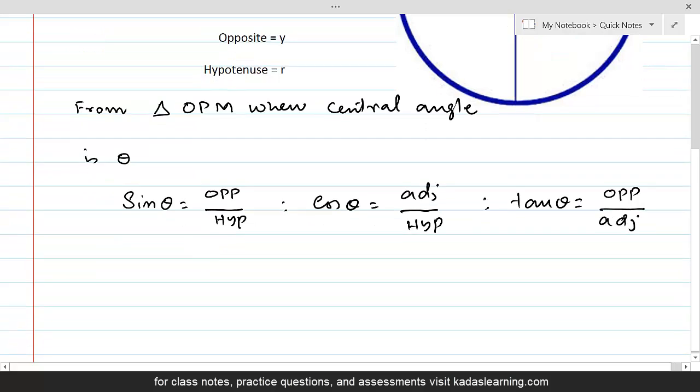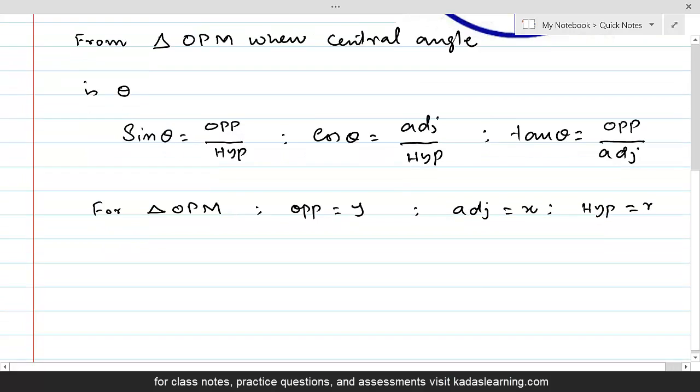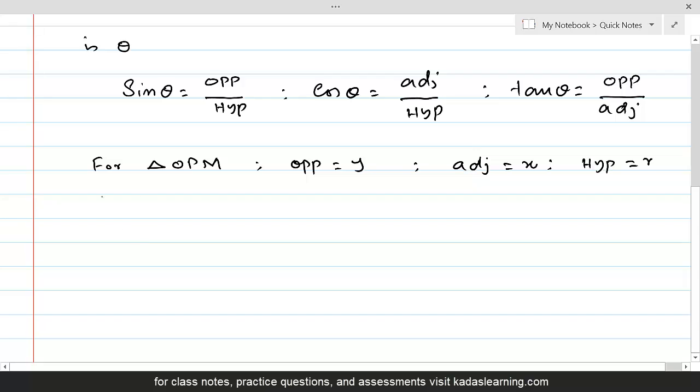For this triangle OPM, we can see that opposite is equal to y and adjacent is equal to x, while hypotenuse is equal to r. This means we can redefine sine theta, cos theta and tan theta in terms of x, y and r.